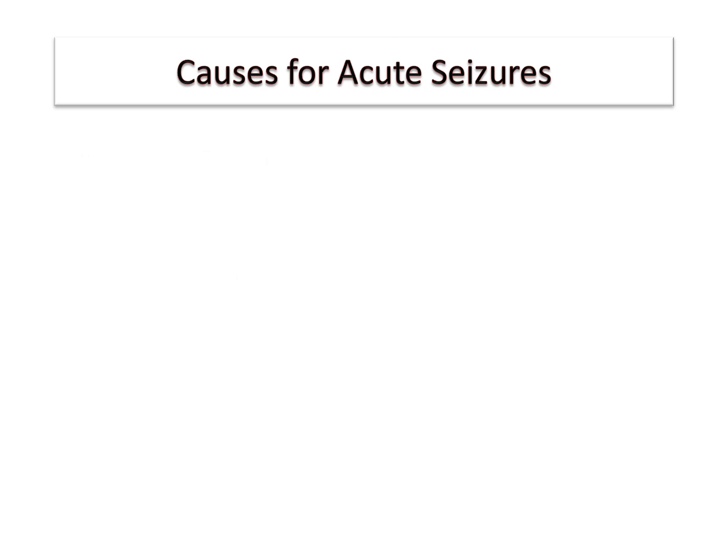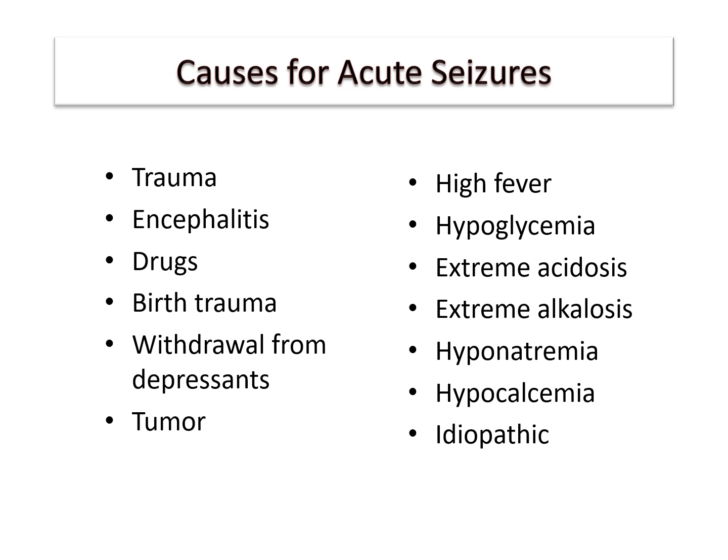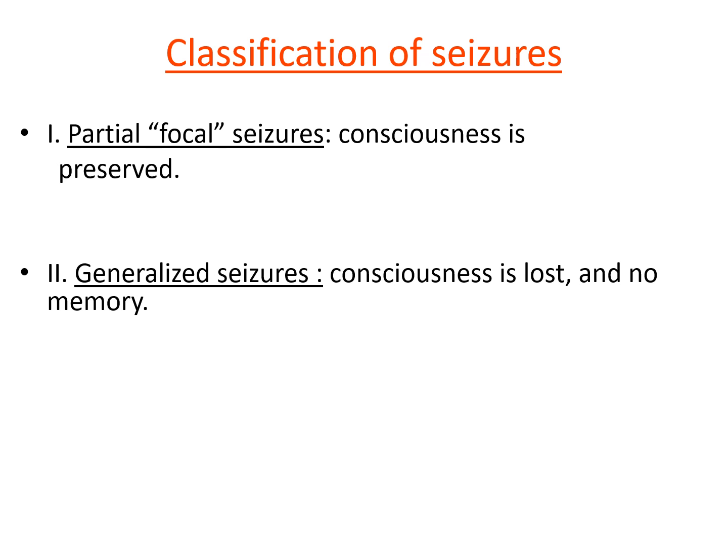Now, what are the causes of acute seizures? Again, here we're talking specifically about seizures. Seizures can happen due to trauma, encephalitis, drugs, birth trauma, hypoglycemia, electrolyte imbalances, extreme alkalosis, withdrawal from depressants, tumors, and many other factors that may produce seizures and also convulsions. However, if there is no underlying factor among these, and we cannot determine the reason for this seizure or convulsion, and it's periodic, coming from time to time, then we call it idiopathic, and the patient can be diagnosed with epilepsy.